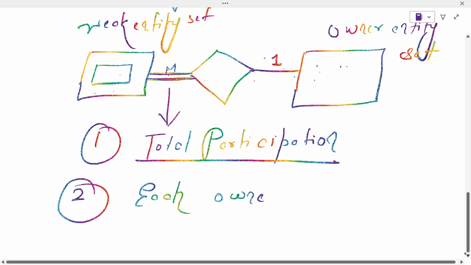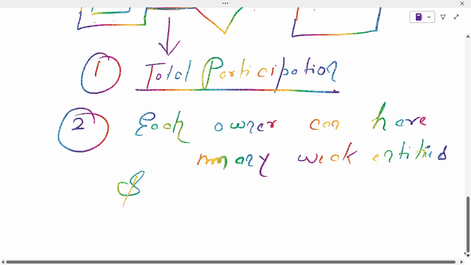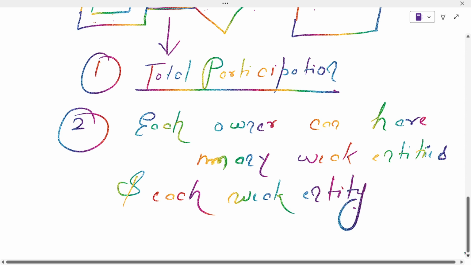each entity of the owner entity set can have many weak entities. It is not a necessity, but it can have many weak entities. Okay, and each weak entity must have one owner.